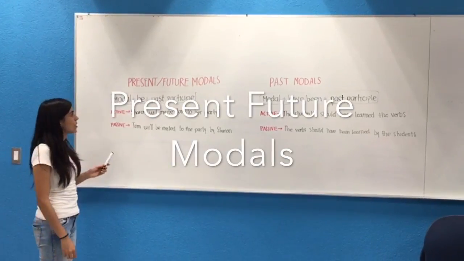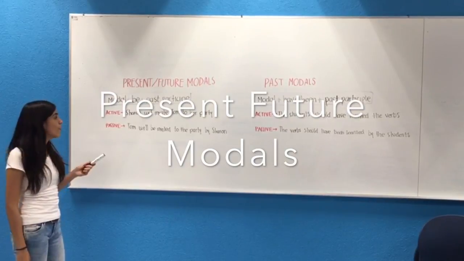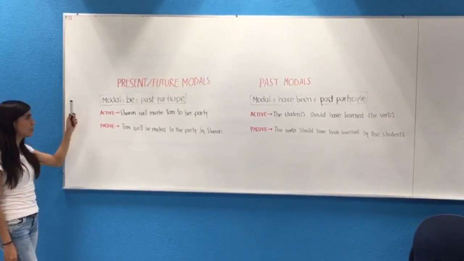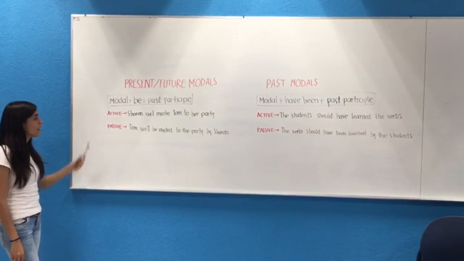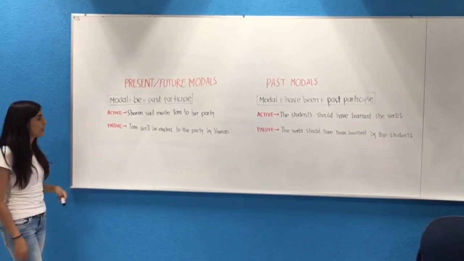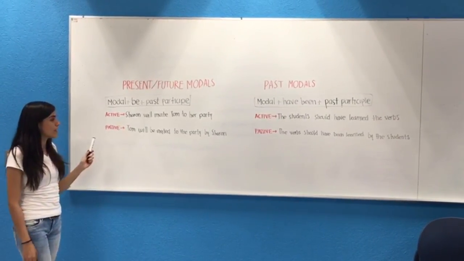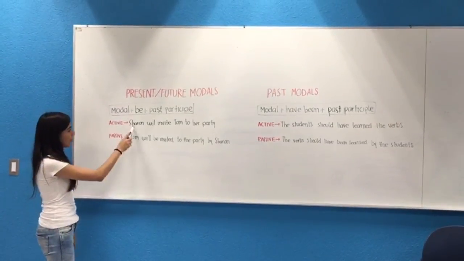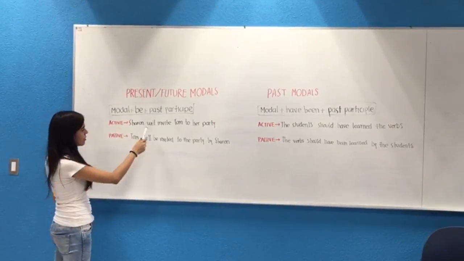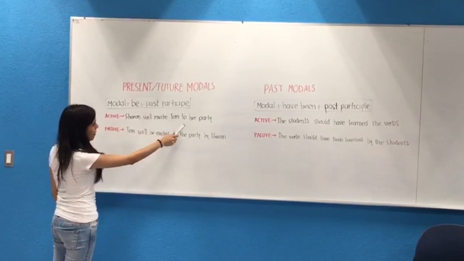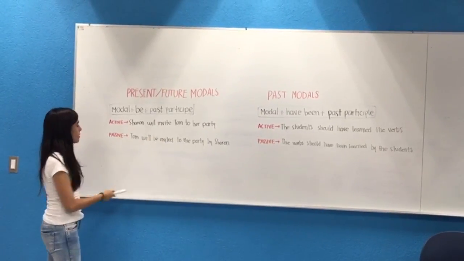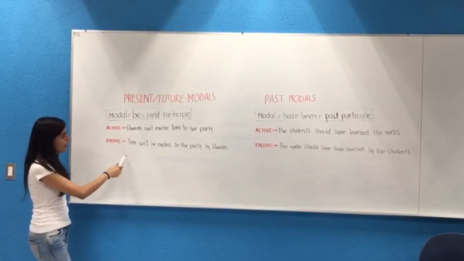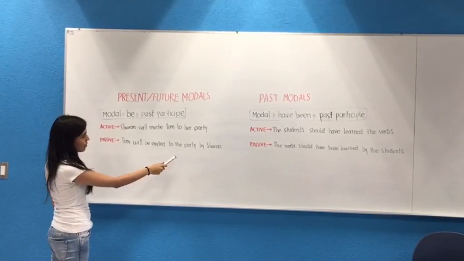Hi, we're going to talk about future tense. For this topic, we're going to use this formula in active and in passive voice. Active: Sharon will invite Tom to her party. We're using this formula: Sharon, the subject, model will, invite Tom to her party, and we're using past participle in passive: Tom will be invited to the party by Sharon.